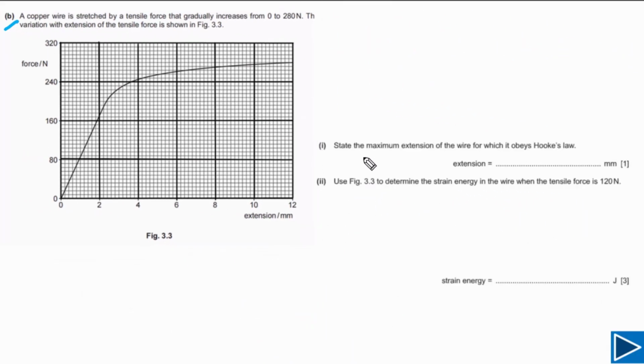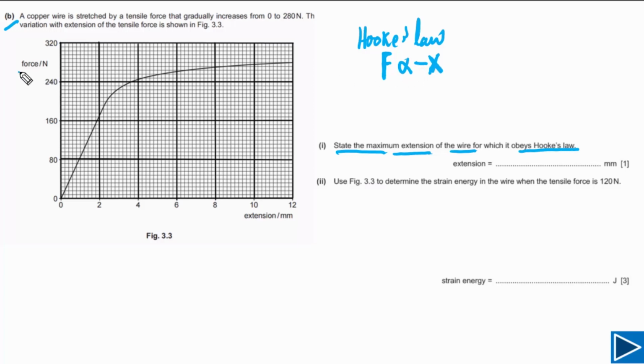For part D, the question is asking us to state the maximum extension of the wire for which it obeys Hooke's law. First of all, let's understand what is Hooke's law. Let me write down a little about Hooke's law. According to Hooke's law, the applied force and the restoring force are the same in magnitude. The restoring force is directly proportional to extension. It is negative x, meaning the restoring force and extension are in opposite directions.